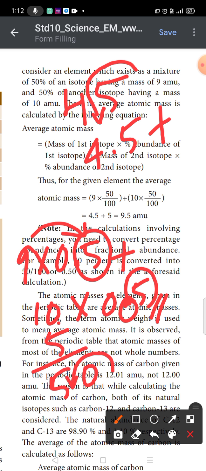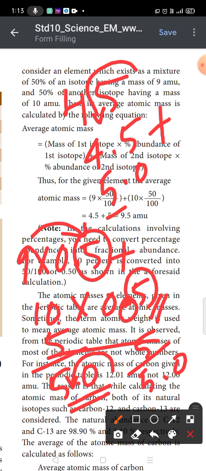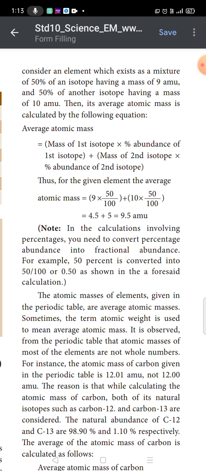So I will get 5.0. Sorry, I got 50 here. If I put the point, I will get 5.0. So in the case of the first one 4.5, after that 5.0. So the total is 4.5 plus 5, which is 9.5. So I got the average atomic mass of boron, which is equal to 9.5 AMU. 9.5 AMU. Clear? Yes.